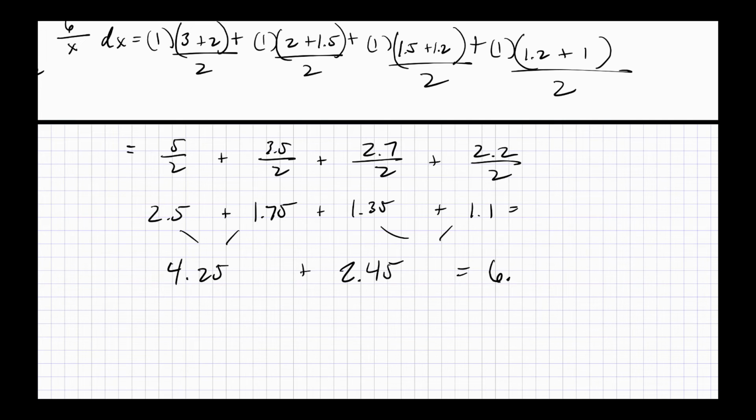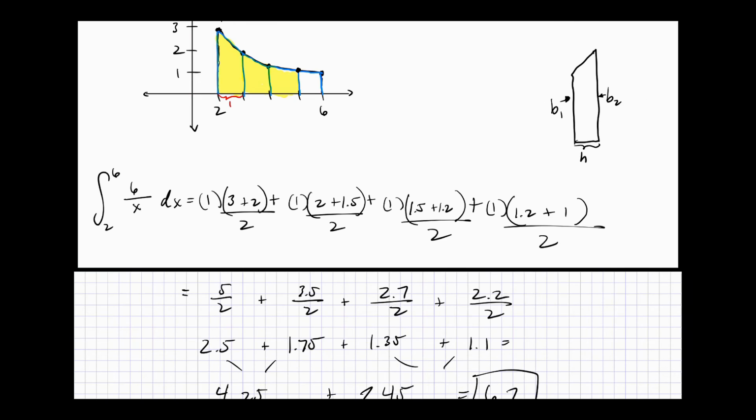So I get 6.67, 6.7. Okay, so that is trapezoid. Again, sometimes for trapezoids, you can see it's a better approximation.